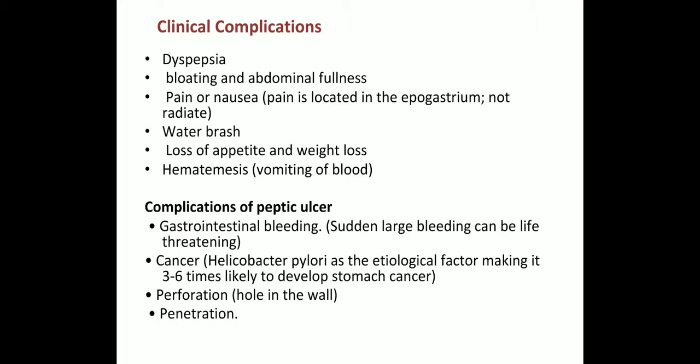Along with that, you can have some severe complications of peptic ulcer. Those are gastrointestinal bleeding, cancer, perforation, as well as penetration. If these complications are present in PUD, it is called complicated PUD. If these severe complications are absent and you have only the above symptoms, then it can be called uncomplicated PUD. So this is the main difference between complicated and uncomplicated PUD.